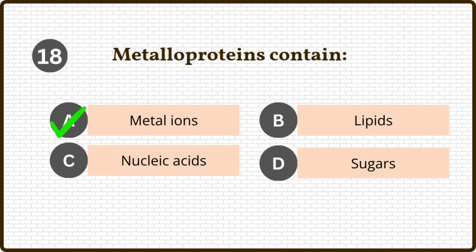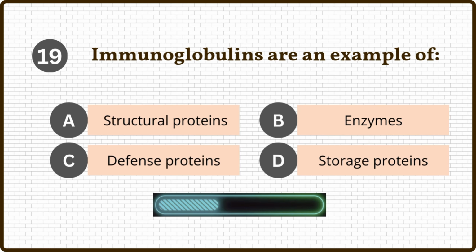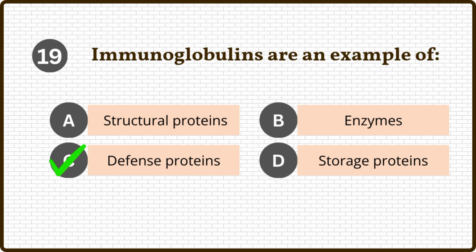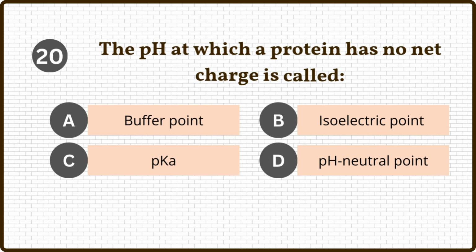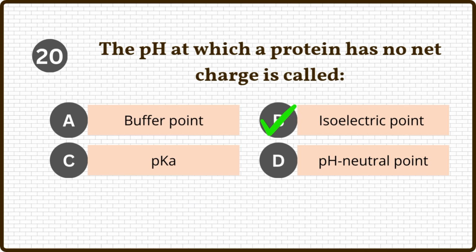the correct one is metal ions. Immunoglobulins are an example of defense proteins. The pH at which a protein has no charge is called isoelectric point.